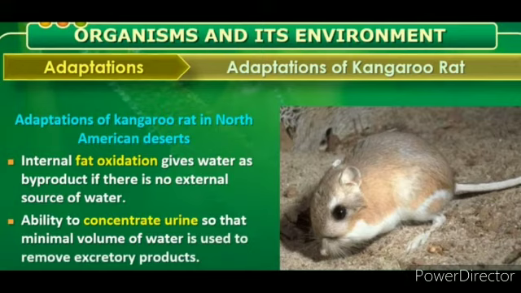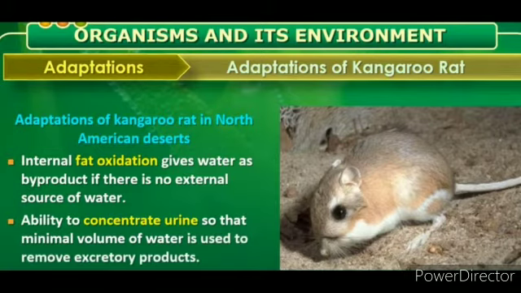In the absence of an external source of water, the kangaroo rat in North American deserts is capable of meeting all its water requirements through its internal fat oxidation, in which water is a byproduct. It also has the ability to concentrate its urine so that a minimal volume of water is used to remove excretory products.